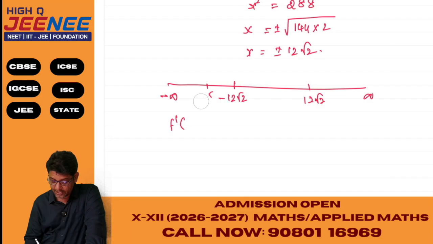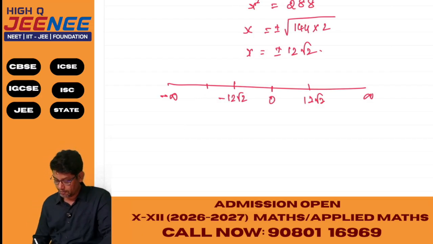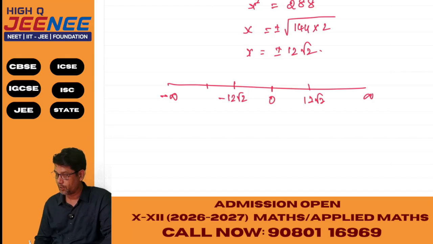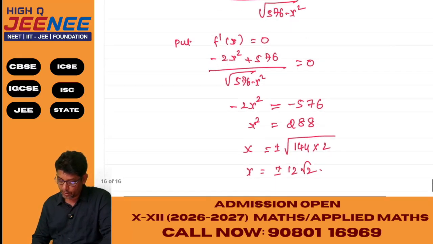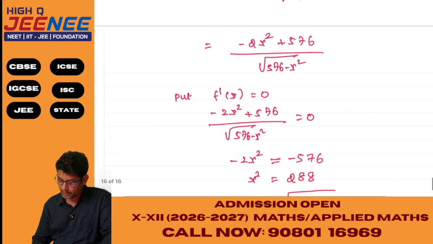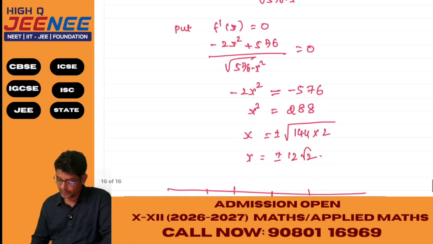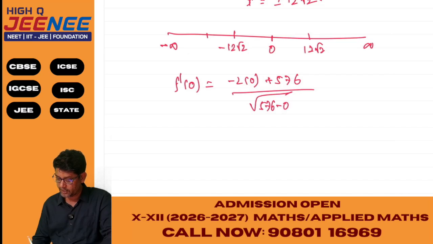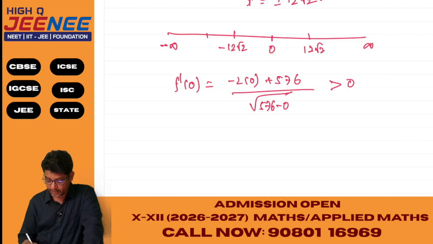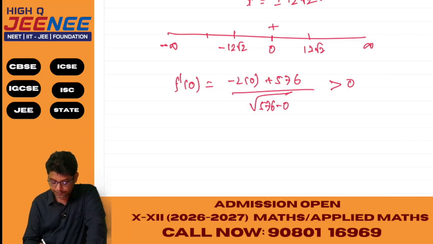Better in this kind of question, let us use the simple method: take 0. Between minus 12 root 2 and plus 12 root 2 is 0. You substitute f dash of 0. What are you going to get? See, minus 2 into 0 plus 576 divided by root of 576 minus 0. Am I right? Are you going to get greater than 0? It is a positive number only we are getting. So this is plus.